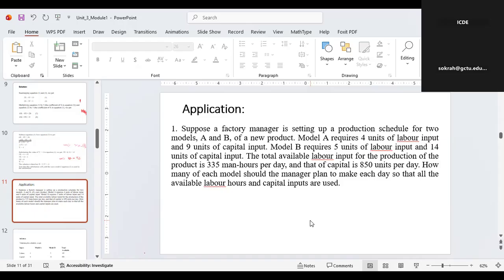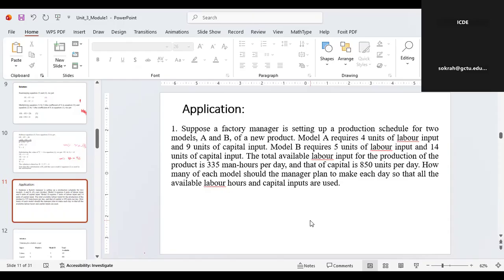The total available labor input for the production of the product is 335 man-hours per day, and that of capital is 850 units per day. How many of each model should the manager plan to make each day so that all the available labor hours and capital inputs are used? So this is a nice application question.